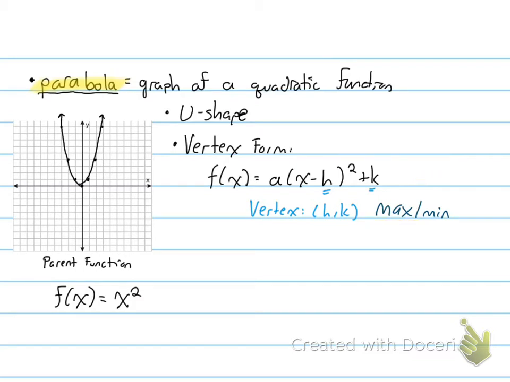Another new thing that we're going to talk about here going into quadratics is the axis of symmetry. So the axis of symmetry is a vertical line that cuts through the middle of your parabola. It's always going to be the x-coordinate of your vertex. And that's going to cut your parabola in half symmetrically.